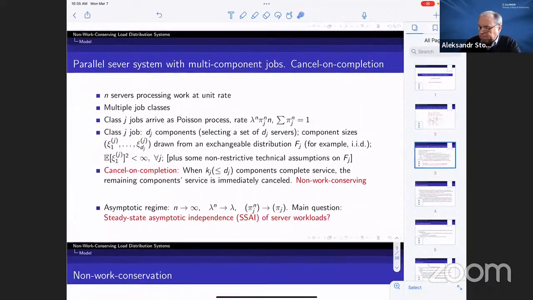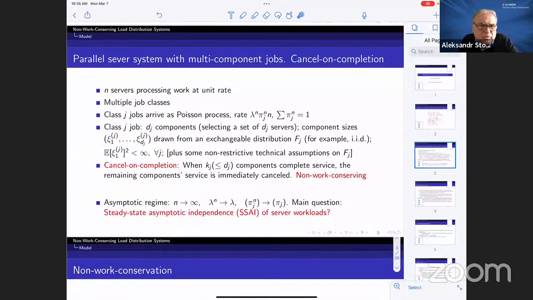Okay. So this is formally, in word description, what I said. There are n servers, which will become large. They process work at unit rate. There are multiple job classes. Each class j jobs arrive as a Poisson process. The rate of arrival is lambda n times n, which is the total rate of arrivals of all jobs. So lambda n is the arrival rate per server, and the probability pi n j is the probability that a job is of class j. So of course, these sum up to 1.